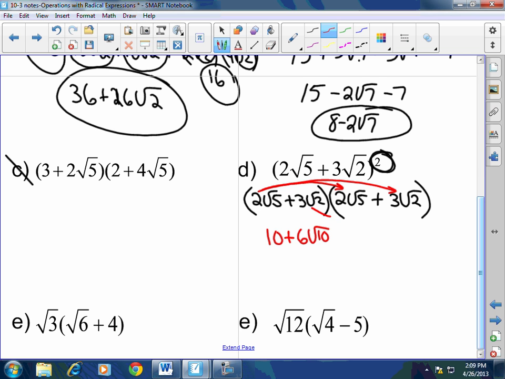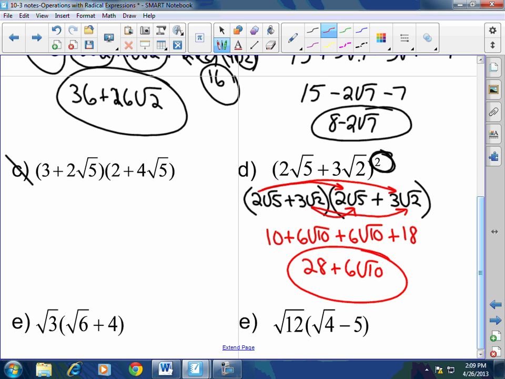Then I have 3 square root of 2 times 2 square root of 5, which would be 6 square root of 10. Yes, 2 times 5 is 10. And then 3 square root of 2 times 3 square root of 2? No. 3 times 3 is 9. Square root of 2 times square root of 2 is 2. 2 times 9 is 18. So this will be 28 plus 6 square root of 10.